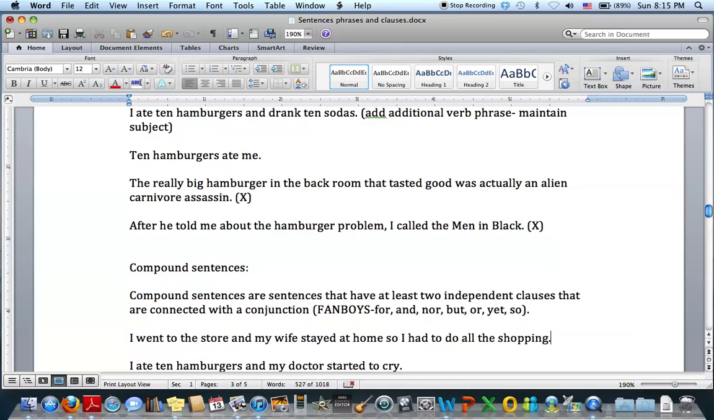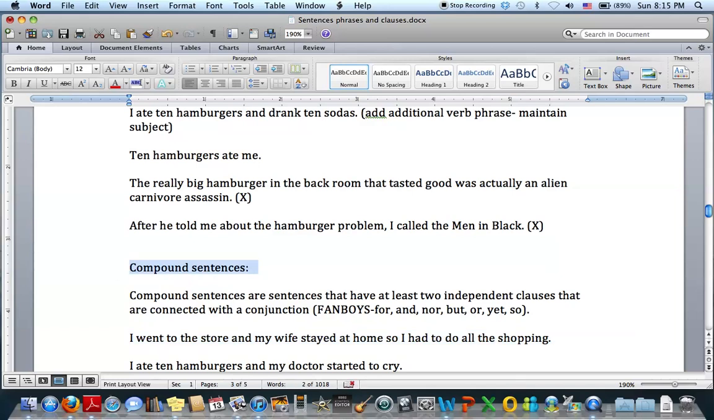All right. I went to the store and my wife stayed at home, so I had to do all the shopping. Again, now I've got one more independent clause. I had to do all the shopping. And I have these two little links right here. "So" and "and." They're both our FANBOYS, our conjunctions. So if we look at this sentence, we actually have three independent clauses linked with conjunctions. That's what makes them compound sentences.